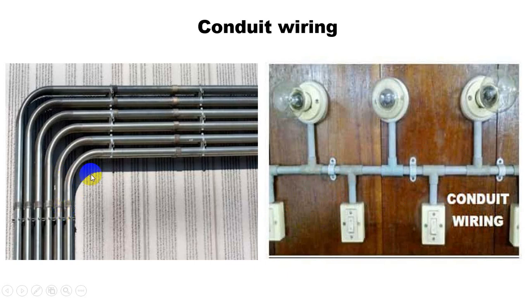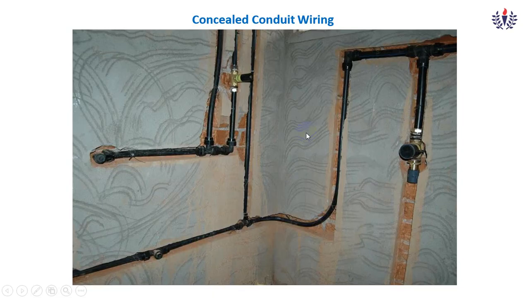Some 10 years before, this was frequent. Up to 2000 we were following the same, using the bends and all. This is made up of metal, this is made up of PVC. Here you can see a T joint, and somewhere you will use the L joint also. From the switch it will be going into the PVC pipe. So this is the concealed conduit wiring.